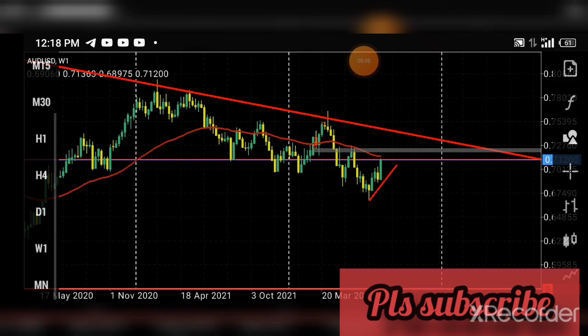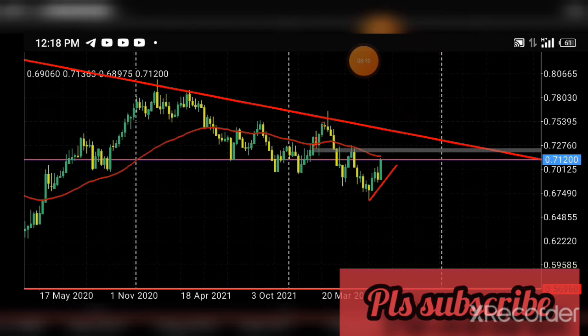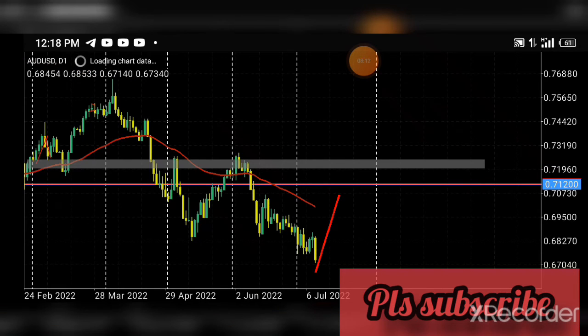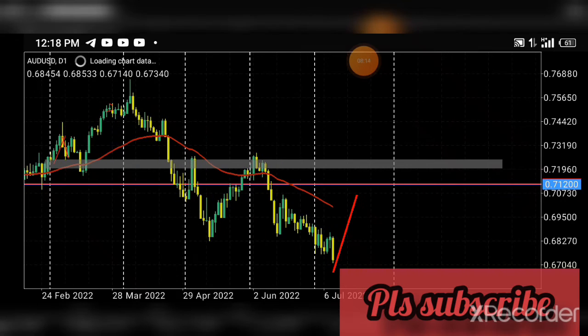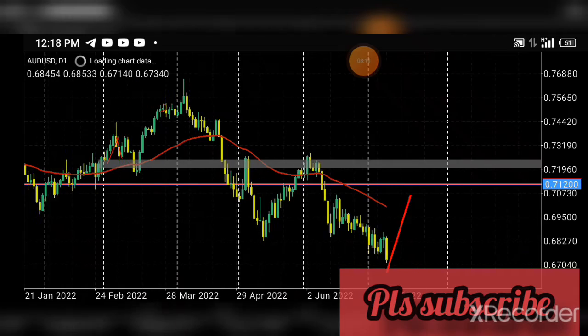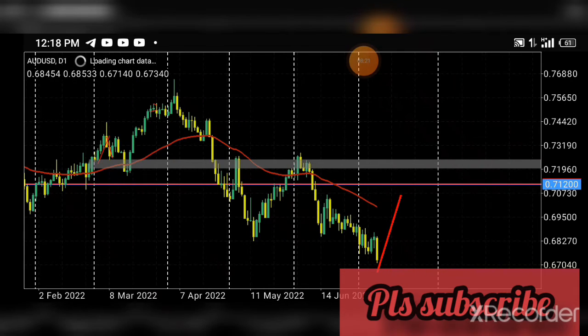So let's go down to the daily time frame to see what is happening there. You can still find out that what is happening here is that the market will actually be retesting these levels.